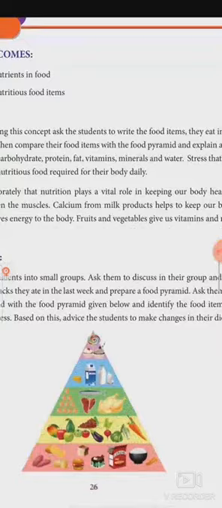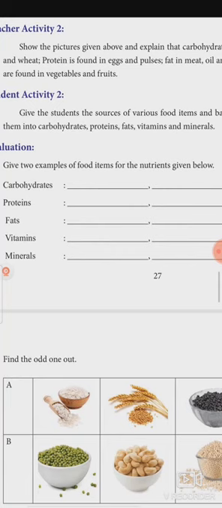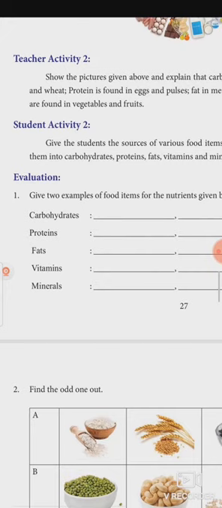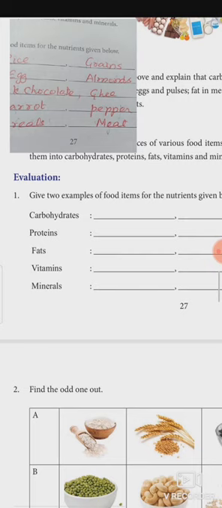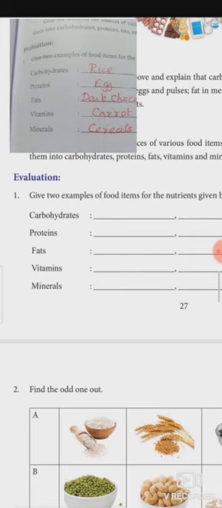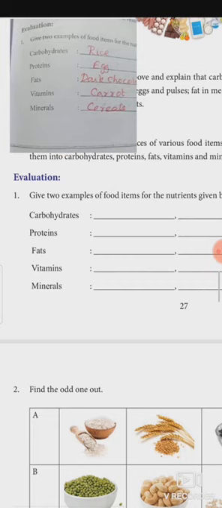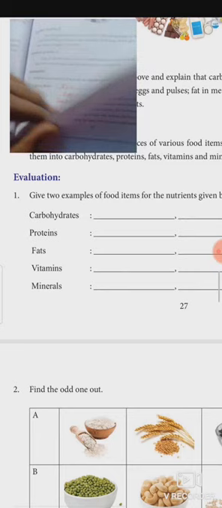Nutrients. So give two examples of food items for the nutrients given below. That is the question. The first nutrient listed is carbohydrate. Second one is protein. So carbohydrate is rich in rice and grains. Second one is protein, rich in egg and almond. Third one is fat, dark chocolate and ghee. Fourth one is vitamins, carrots and pepper. Fifth one is minerals, cereals and meat. These are the examples for healthy food items.